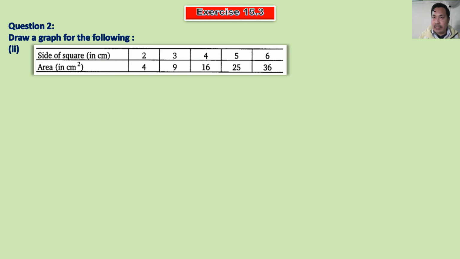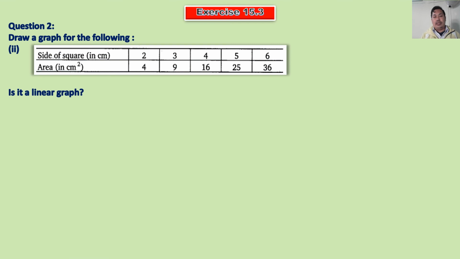So now you are clear that the dependent value is represented on the y-axis, and the independent value is represented on the x-axis, that you have to know. Therefore, the side of the square is the value of x, and the area is the value of y, and they will make the coordinates of x and y: (2, 4), (3, 9), (4, 16), and so on. Okay, clear? So let us see. It is also asking whether it is a linear graph or not.